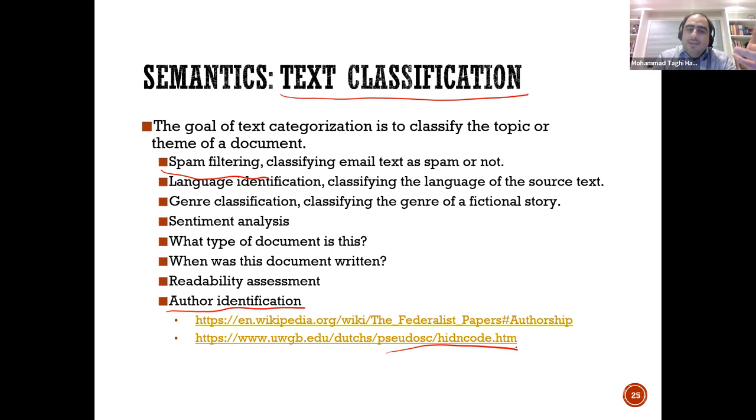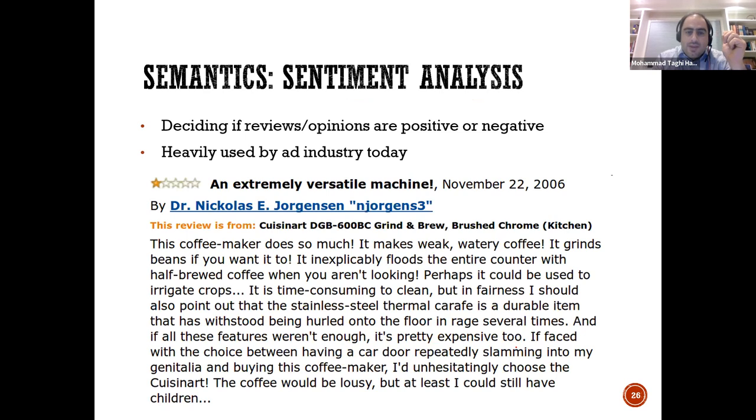Again, we need to understand this from the semantics or meaning of these sentences. That's another example that I want to talk about. It is about sentiment analysis, and that's actually a very important one.